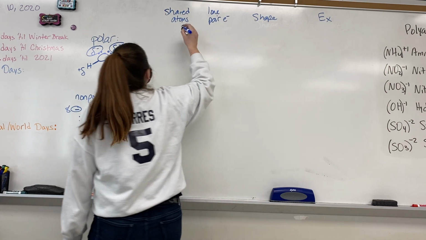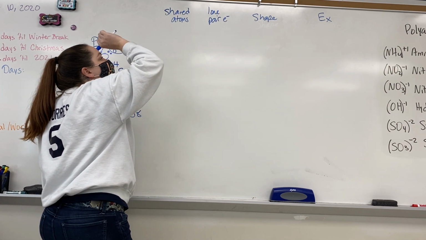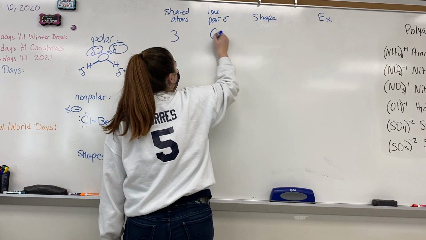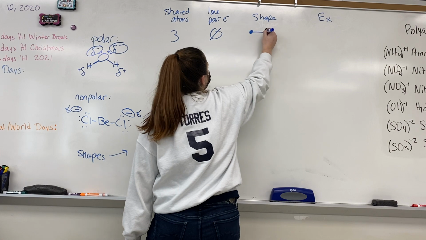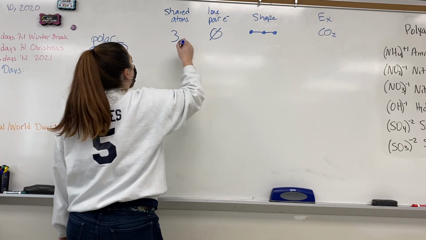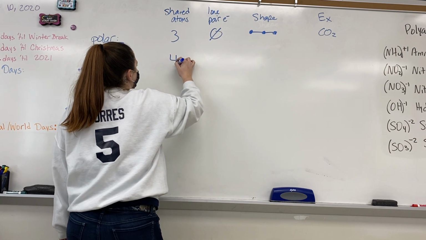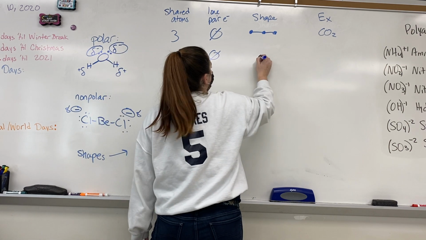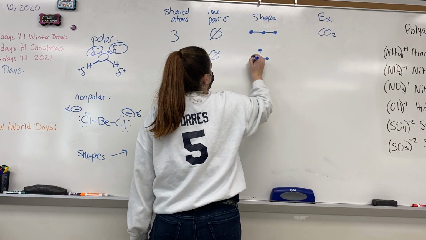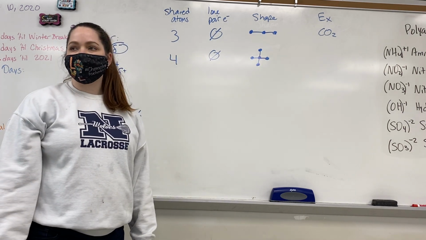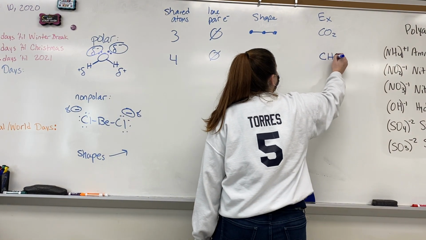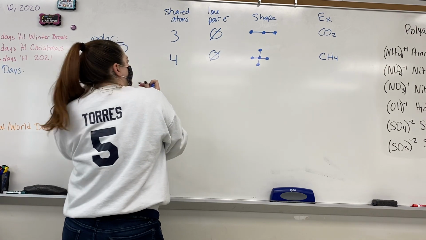Okay, so if you have 2 shared atoms with 0 lone pairs, your shape is linear, and your example is CO2. If you have 4 shared atoms with no lone pairs, you have tetrahedral, and this is what your tetrahedral will look like. It looks like a cross or a plus sign. That's how you'll see it more often. This example is CH4.